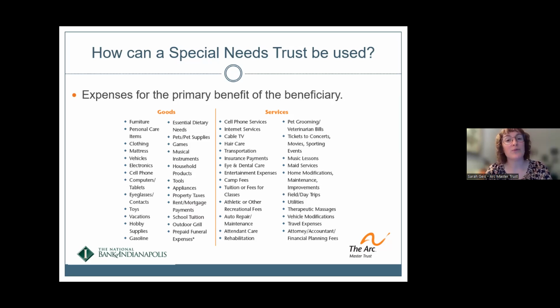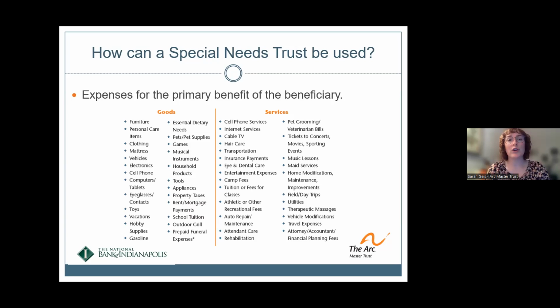Again, it is important to remember that a special needs trust can only be used for the primary benefit of the beneficiary. A great example of when we're talking about primary benefit is gifts for other people. A special needs trust is not able to pay for gifts for others because that's not for the primary benefit of the beneficiary. But there are ways in which a special needs trust can work with the beneficiary to ensure that they do have funds to pay for presents for others.